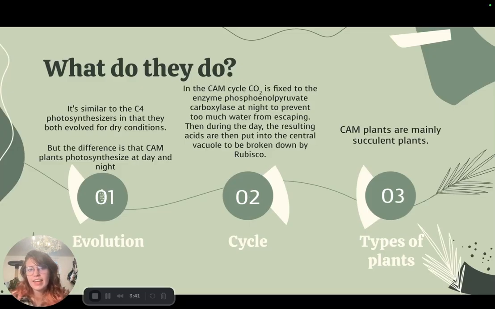At night, in the CAM cycle, carbon dioxide is fixated to the enzyme phosphoenol pyruvate carboxylase to prevent too much water from escaping. Then, during the day, the molecules which this enzyme catalyzed are then put into the central vacuole to be broken down by rubisco in the Calvin cycle. CAM plants are often succulents, as they favor dry conditions a lot more.